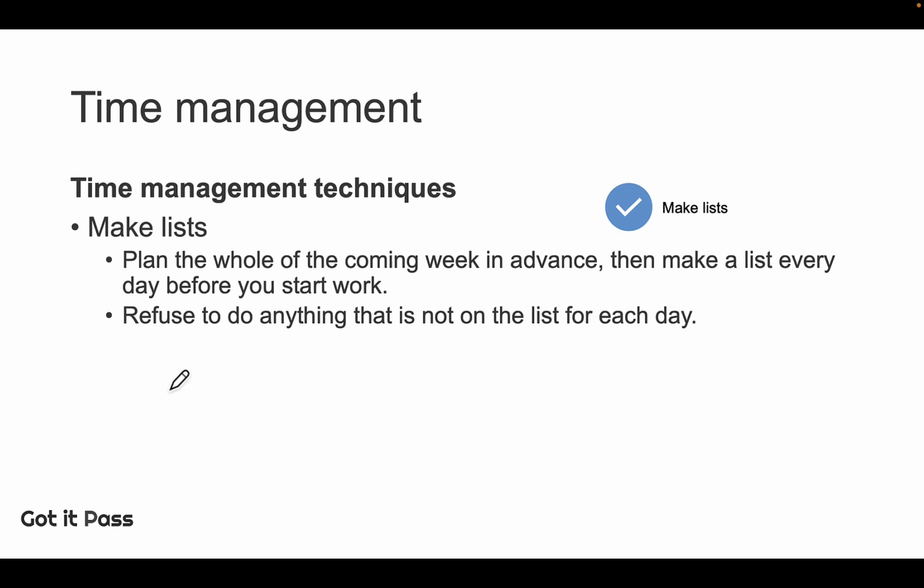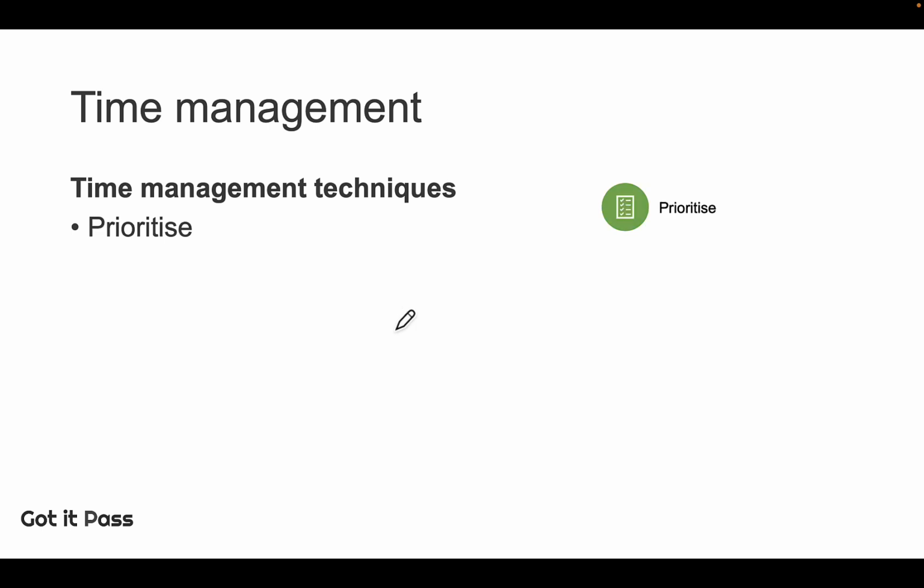So as I mentioned in the third technique, cost your time, and in the second technique, produce an activity log, avoid some tasks. Here we say refuse to do anything that is not on the list for each day because they are not your priority. So you can do the tasks that are much more important for you. Then it comes to the next. Once you make the list, you can prioritize.